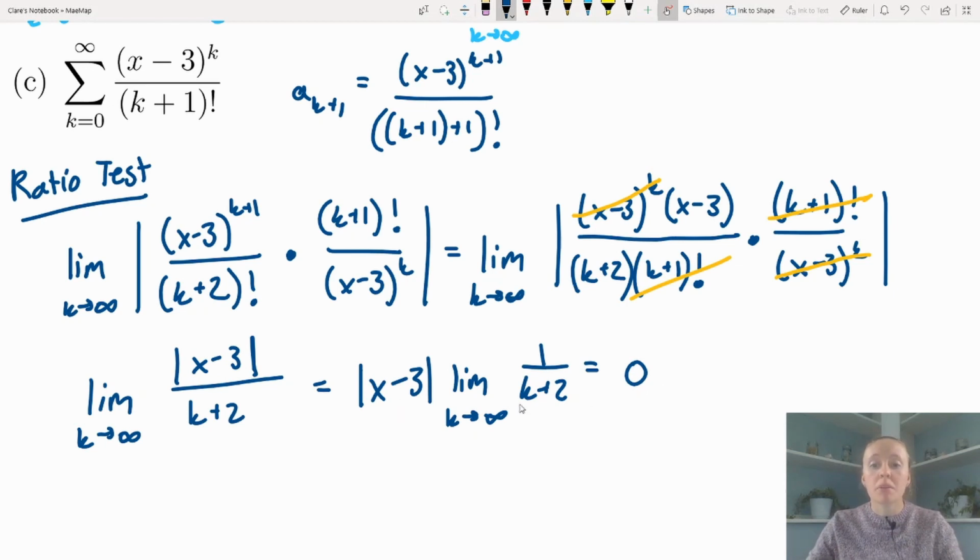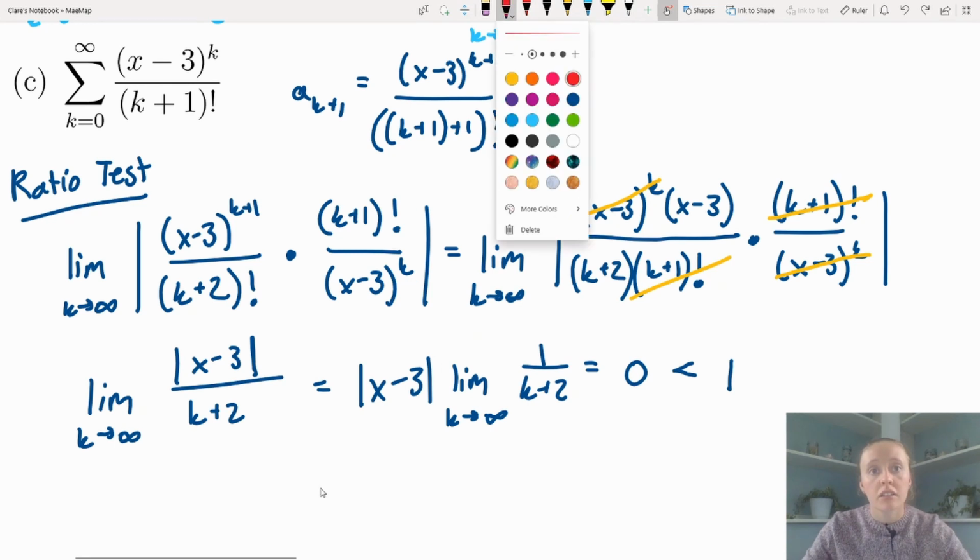So I got that my limit was 0, and remember we did the ratio test. When do we know that we converge when doing the ratio test? That's when our limit, very similar to the root test, is less than 1. And 0 is always going to be less than 1. Therefore, I don't care what we're plugging in for x. x could be 100. 100 minus 3, that would give us 97. 97 times 0 is 0. Doesn't matter. So because we're always less than 1, this converges for whatever x value we plug in.